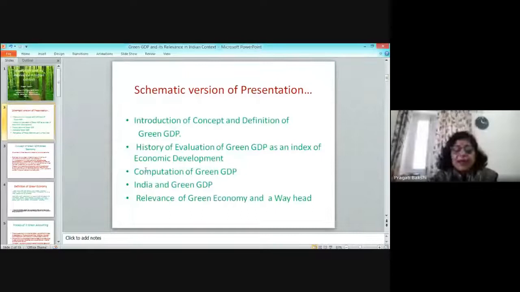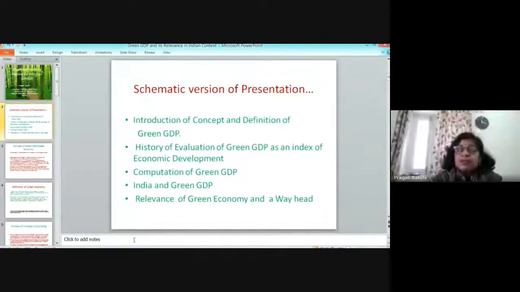So this is the way I had tried to present my presentation here. This is a schematic version of how I would like to present. First, there will be the introduction, concept and definition of green GDP. As sir has said, why is it relevant nowadays, why has green GDP become a vogue among policy makers and everyone, even at an international level, considering the pandemic situation.